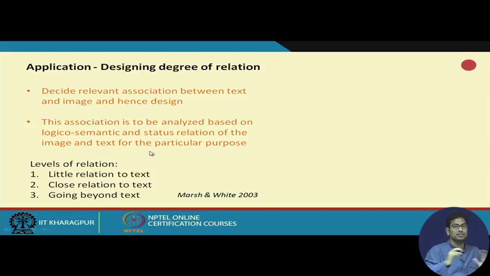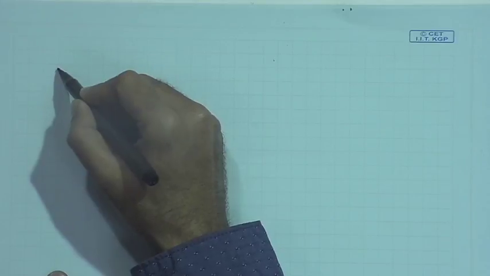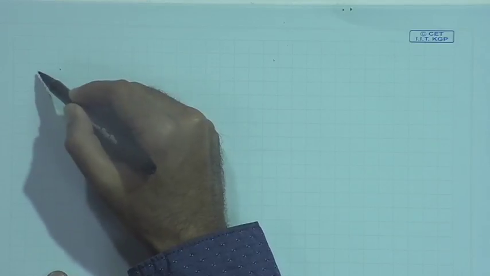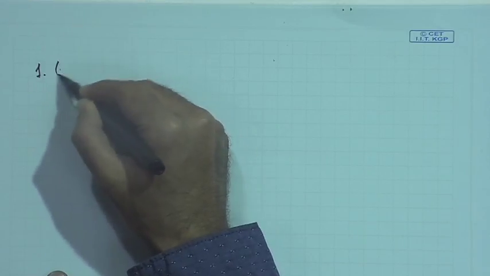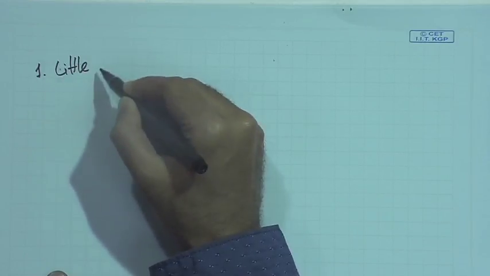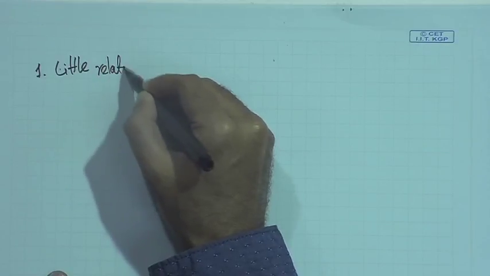So, we have already discussed how you should take the approach of designing, and now let us look at the degree of relationship with the text, which has a varying capacity that leads to a whole new domain of different attributes related to image and text. So, first we will see the level of relation. The first one will be little relation to the text. So, there could be little relation to text.